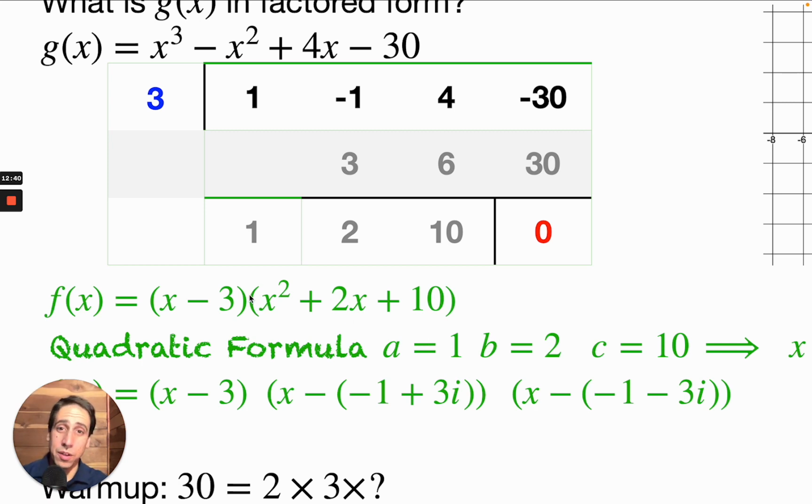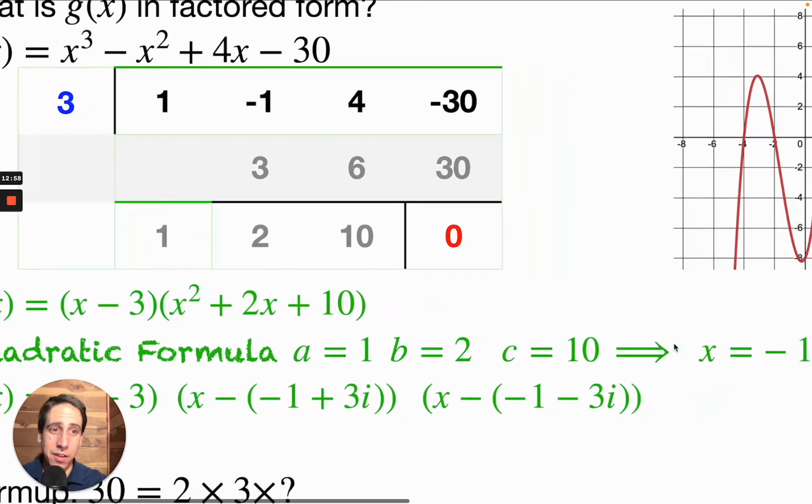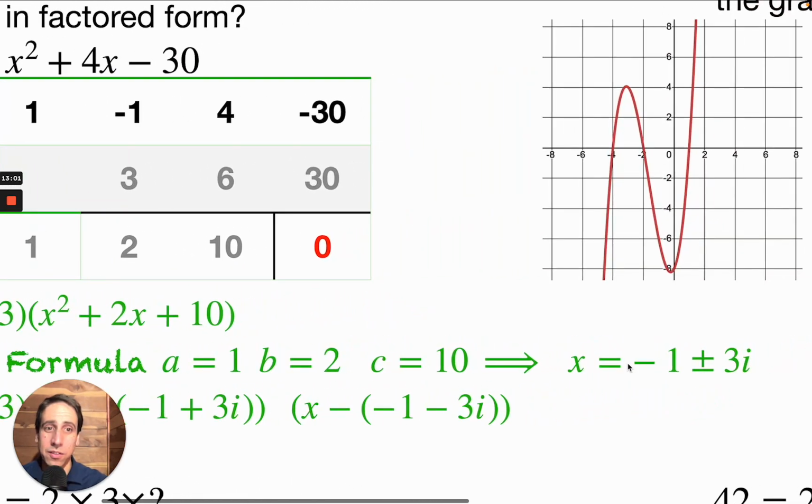For example, what 2 numbers multiply up to positive 10 and also add up to positive 2? No easy numbers, so you can use, for example, the quadratic formula. If we see a is 1, b is 2, and c is 10, and plug that into the quadratic formula, you know how to do that. It's going to give you these 2 numbers. x is equal to negative 1 plus or minus 3i. Notice these are complex conjugates. The complex conjugate theorem states that you can't just have negative 1 plus 3i, you have to have both negative 1 plus 3i and negative 1 minus 3i.